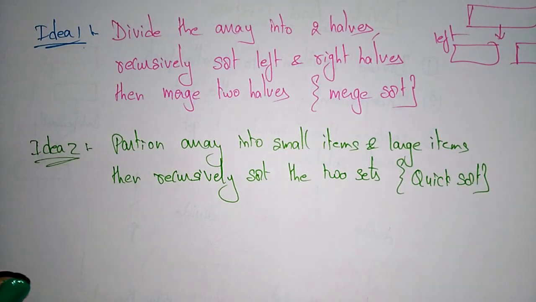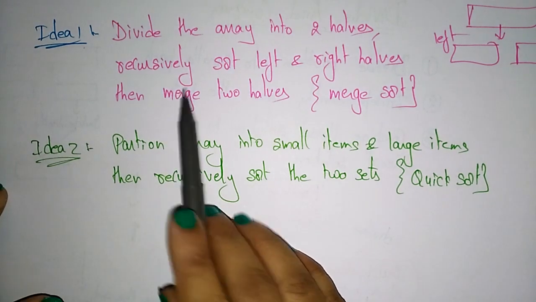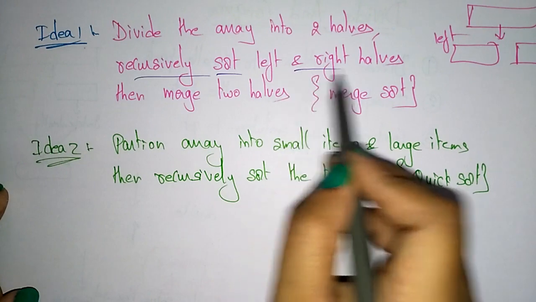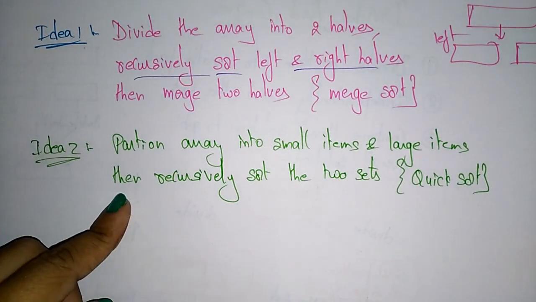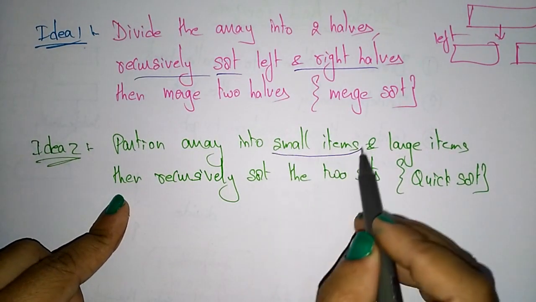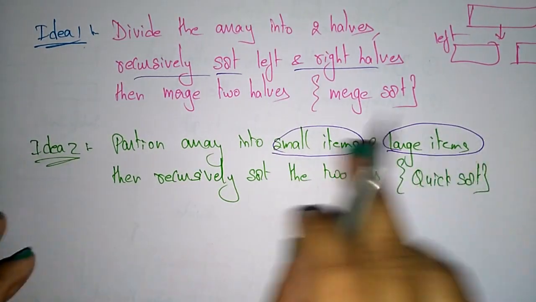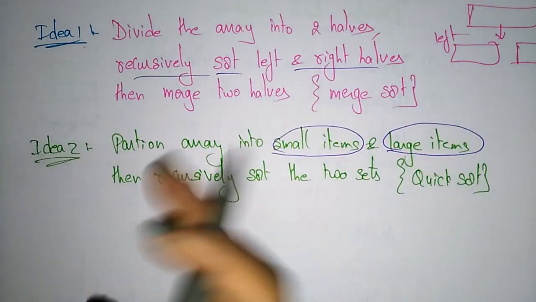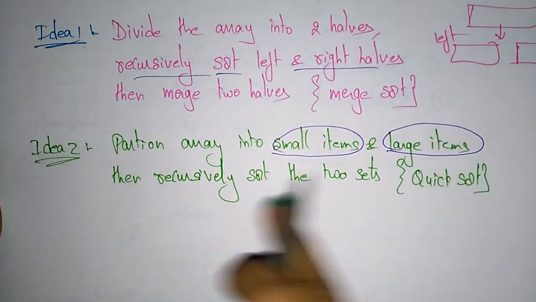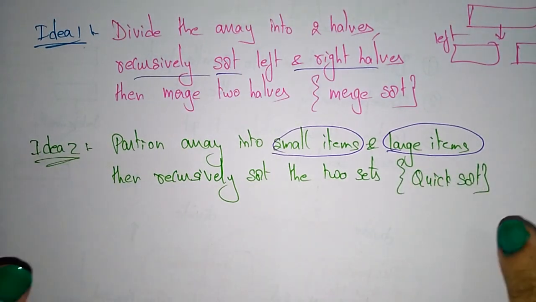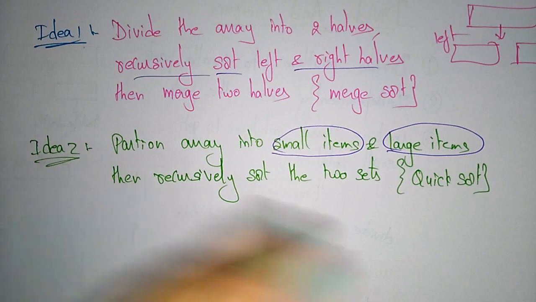The difference you can observe is that in merge sort, we are just dividing the array into two halves and recursively sorting the left and right halves. Whereas in quick sort, we are partitioning the array into small items and large items. Here we take small and large items, but there we are just dividing left and right. Small items have to be recursively sorted and large items should be recursively sorted. After that, you have to combine the two sets. So these are the two ideas implemented in divide and conquer.